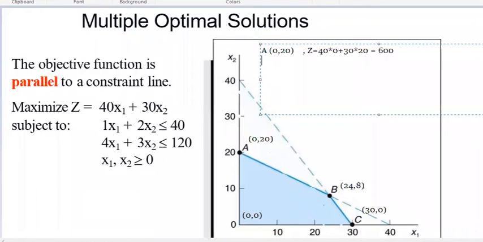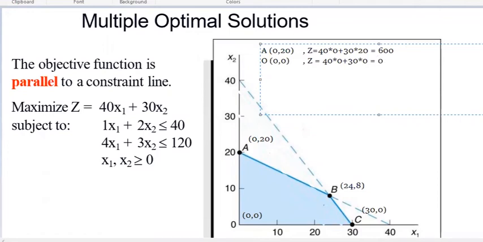Now I am going to the second corner point. The second corner point is (0, 0). For (0, 0), what will be z? z is equal to 40 into 0 plus 30 into 0. That is equal to 0.